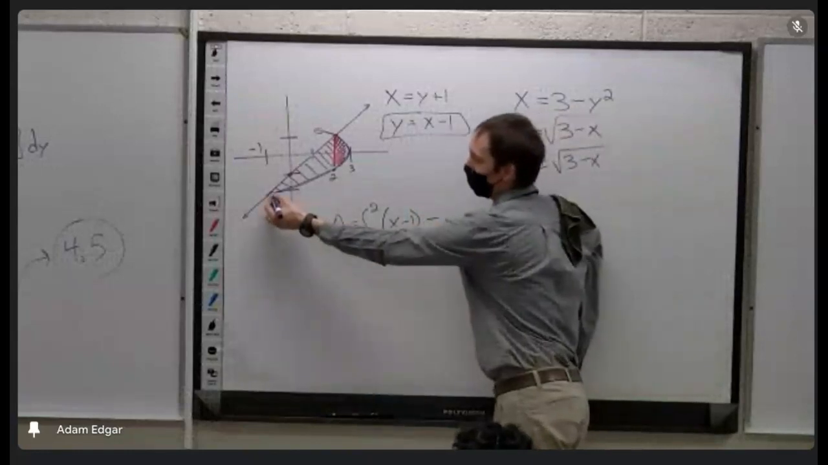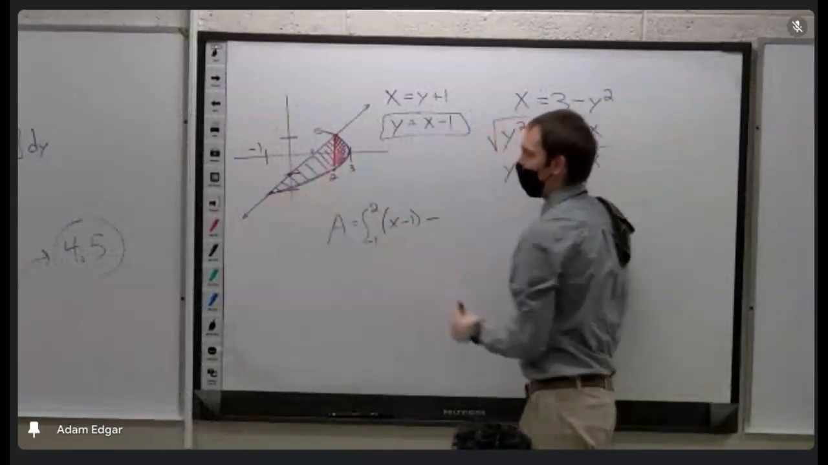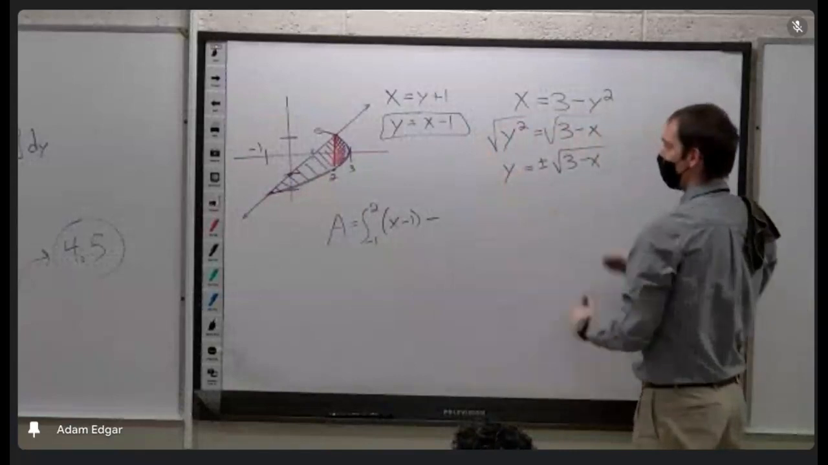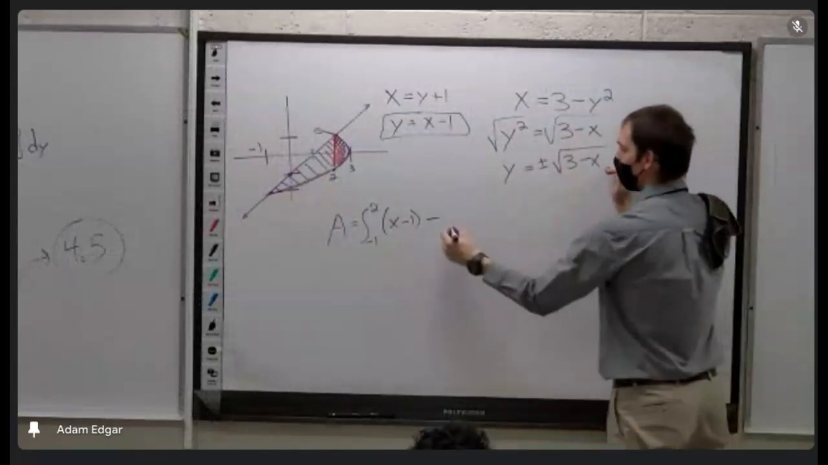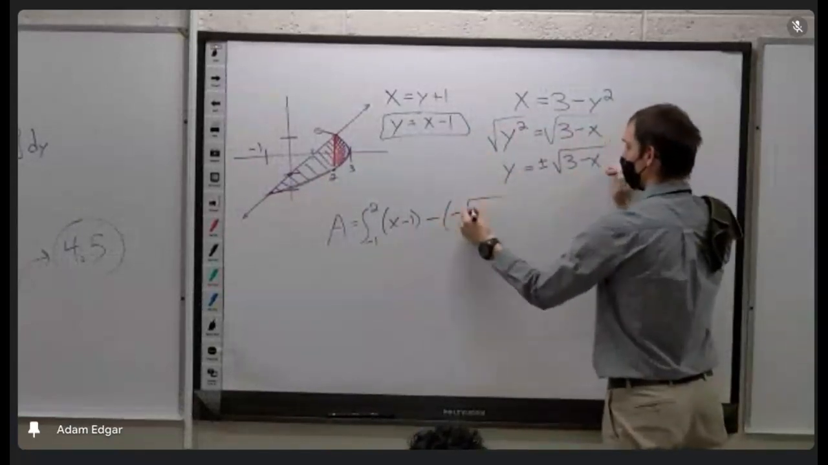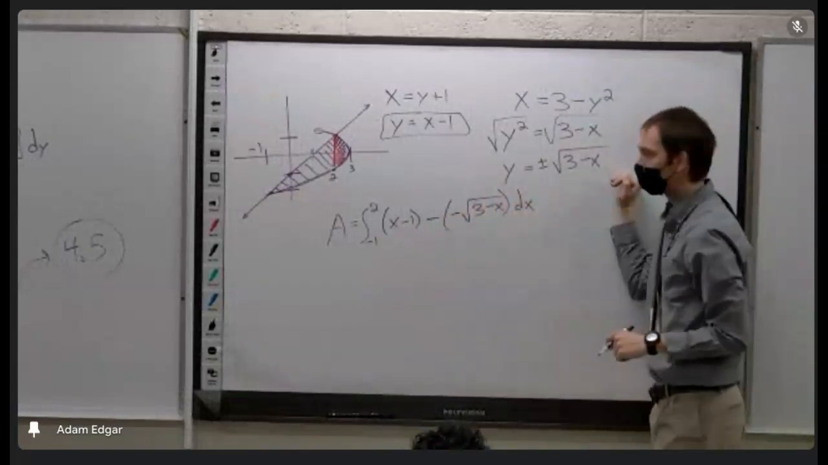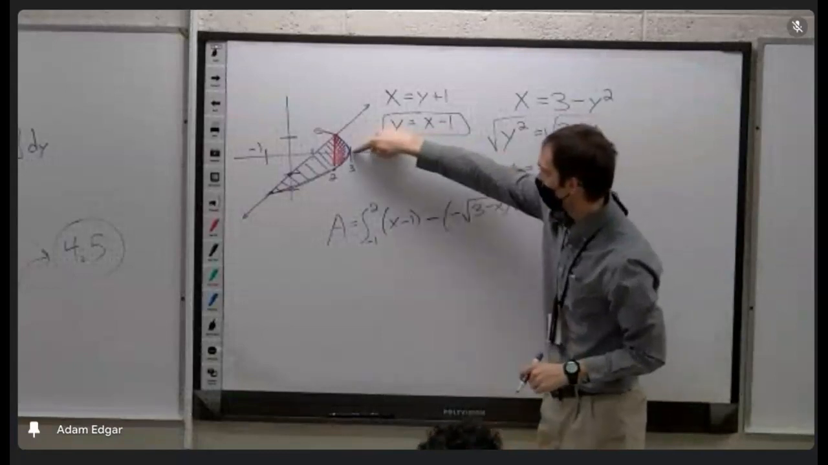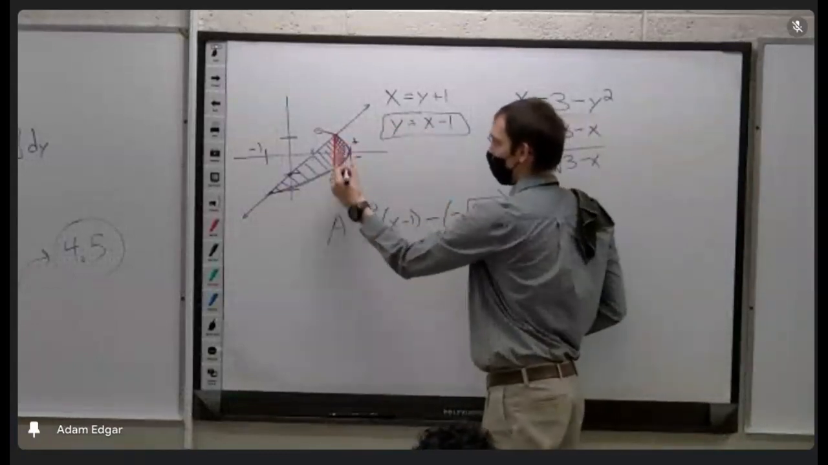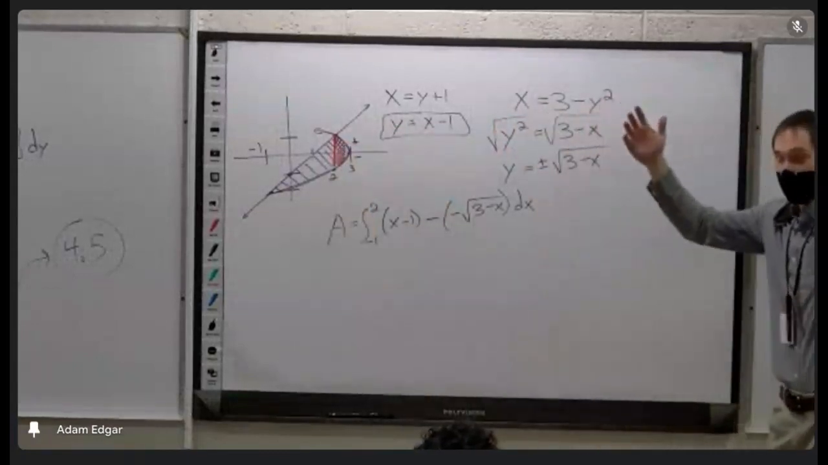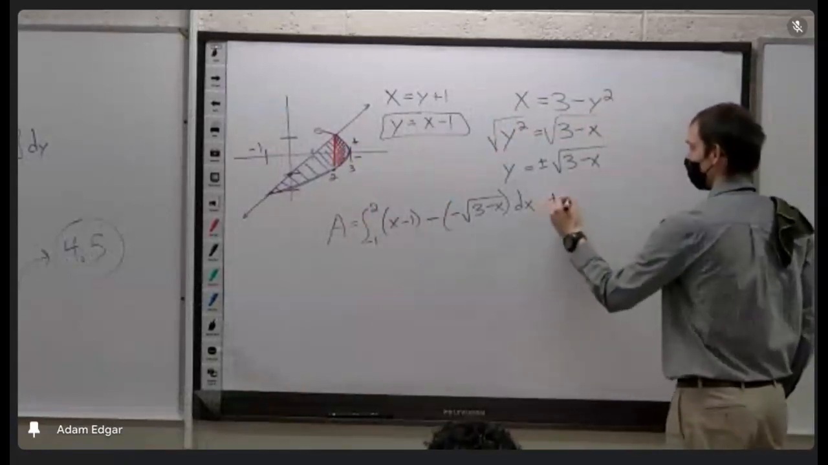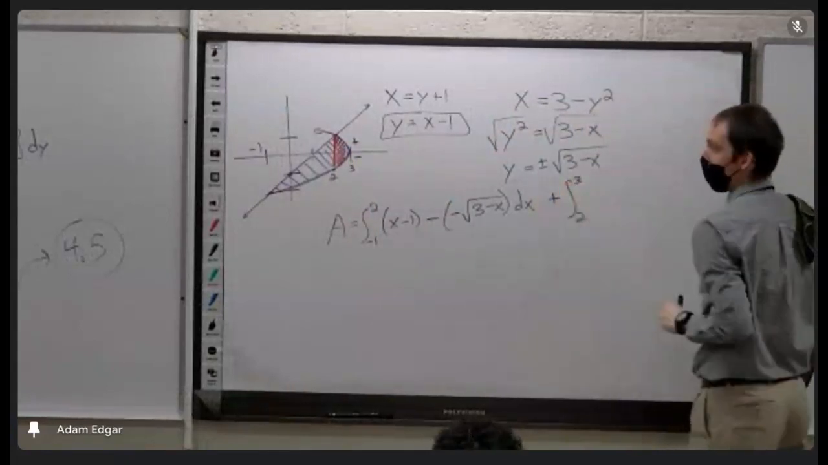So this is the lower half of the parabola. So when you subtract the parabola, you're subtracting the negative half. So you're minusing a negative square root of 3 minus x. How do you know where it stops being negative? For the other half, you do the positive half minus the negative half. Yes. All right, that makes sense.